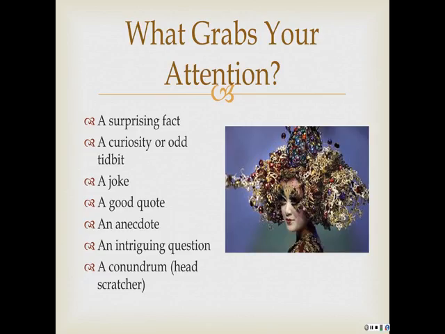An anecdote. An important thing about the anecdote here is that in this kind of writing, especially academic writing, it's not fiction. It's not just a story that somebody's making up. It's an anecdote, which means that it's a personal example from someone's life. You could have an intriguing question, an interesting question that makes people wonder about something. And a conundrum. A conundrum is a head scratcher. It's a paradox. You're not sure where to go. You might offer this as an introduction to get people thinking and to get them more interested in wanting to know what comes next.